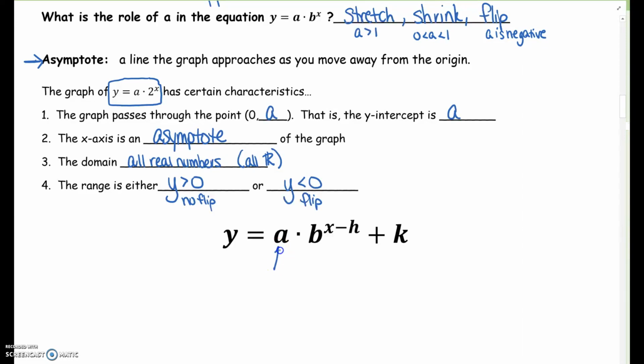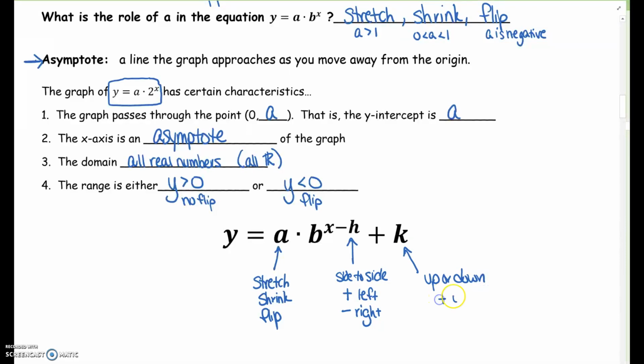And then a quick little recap. A is the stretch, shrink, and flip. H is side-to-side movement. Plus means left, minus means right. K is the up or down movement. Plus moves the graph up, minus moves the graph down.